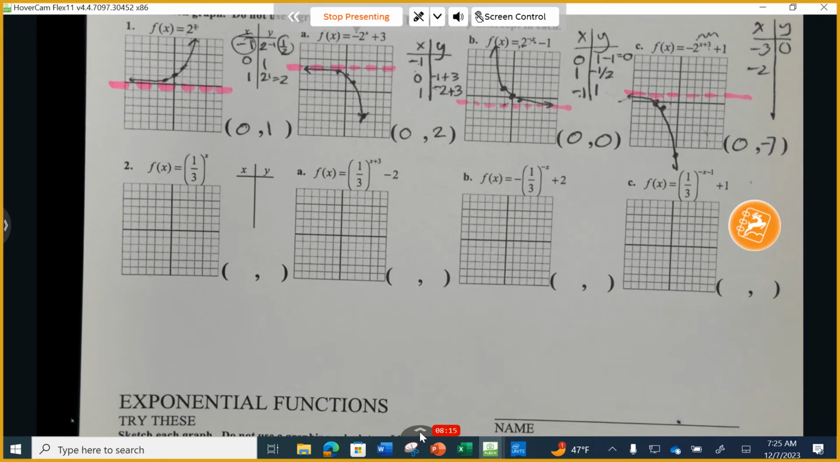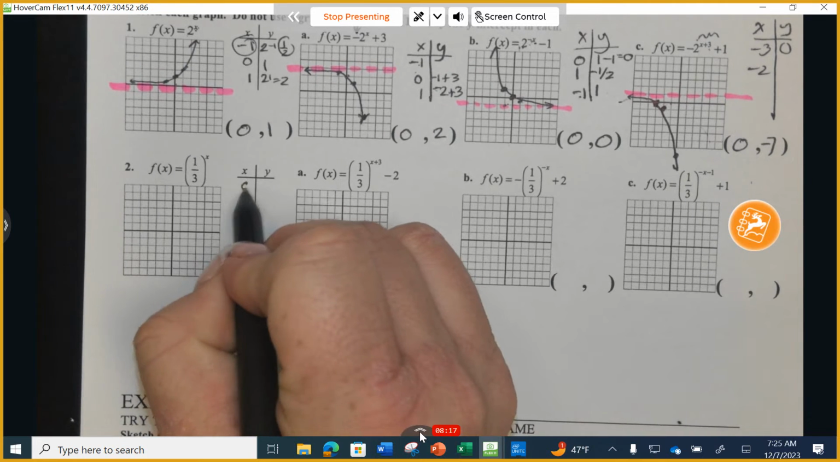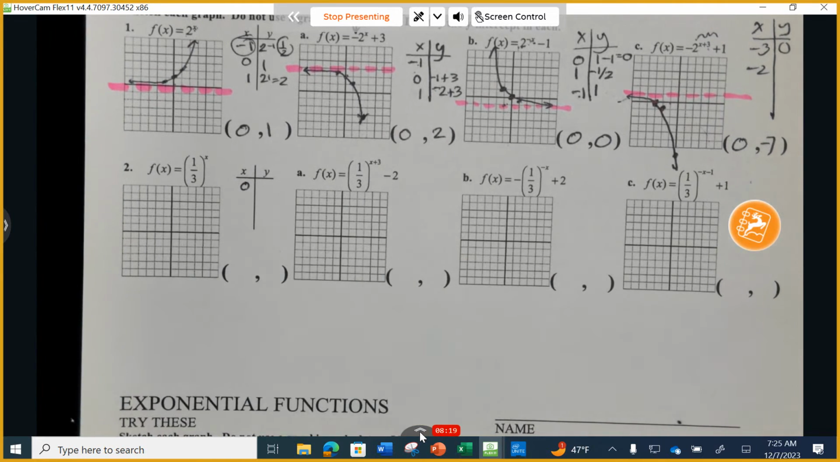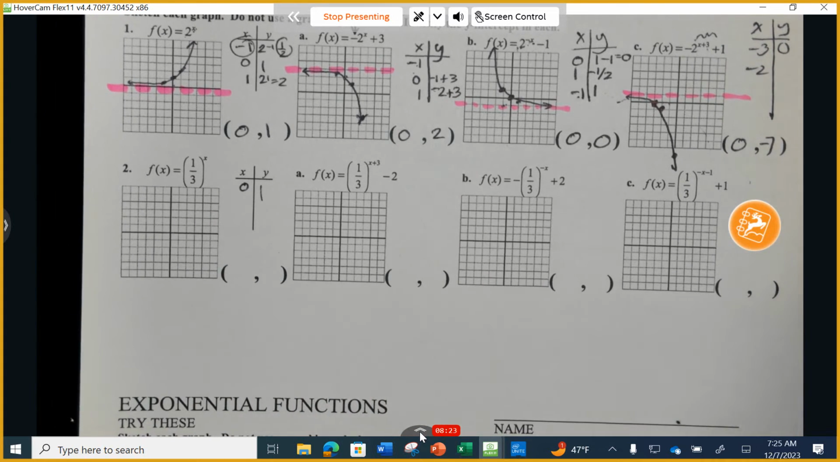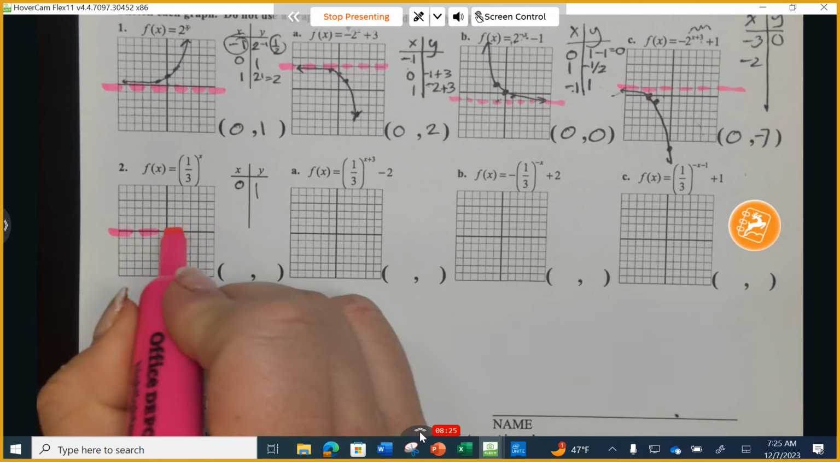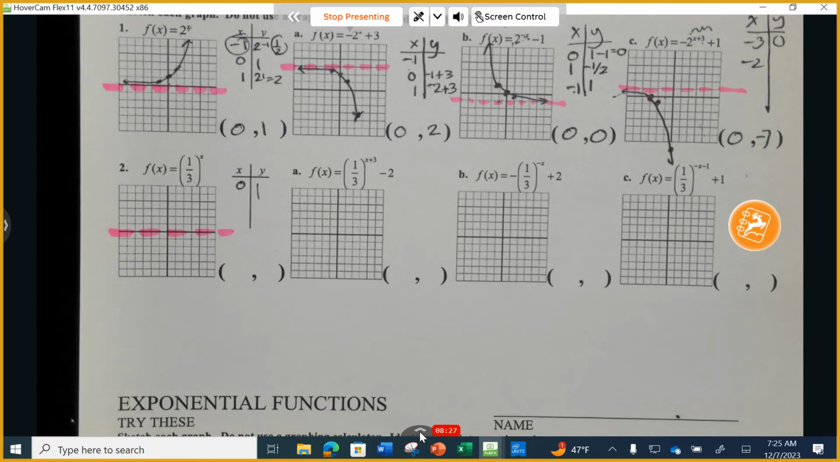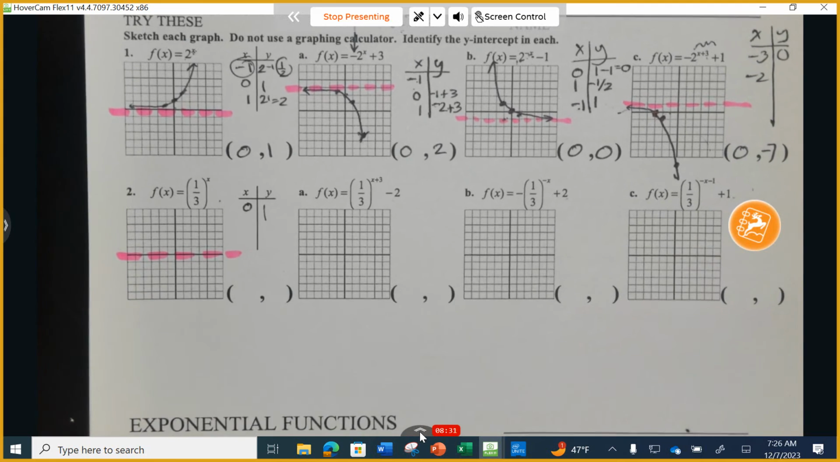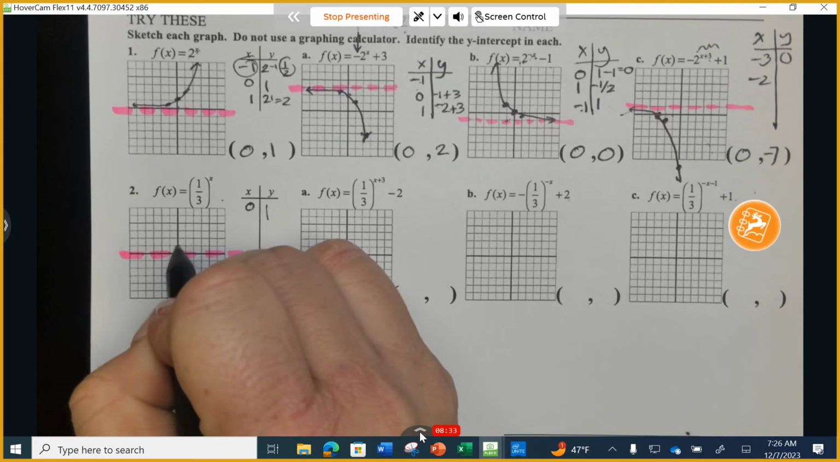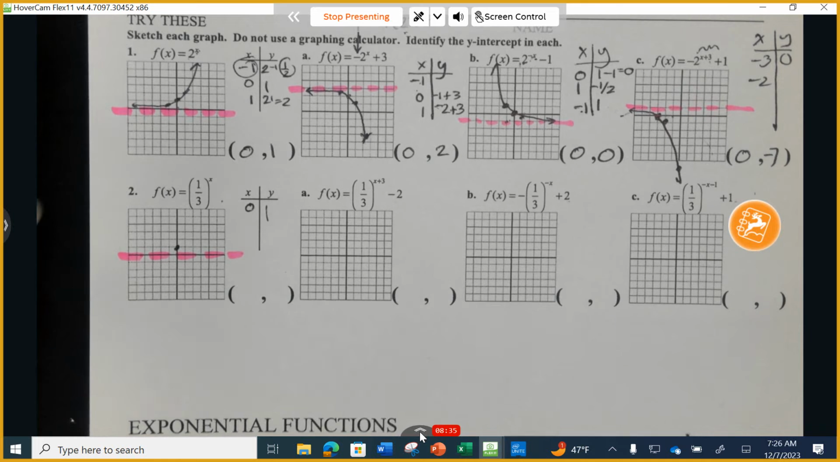I'm going to start by plugging in a 0. The reason for that is I know that any value raised to the 0 power is 1. So I'm going to come up here and make my horizontal asymptote, because I see no vertical shift. There's no number behind. So I have a horizontal asymptote at 0. I go up to 0, 1. Now, recognize the difference here.